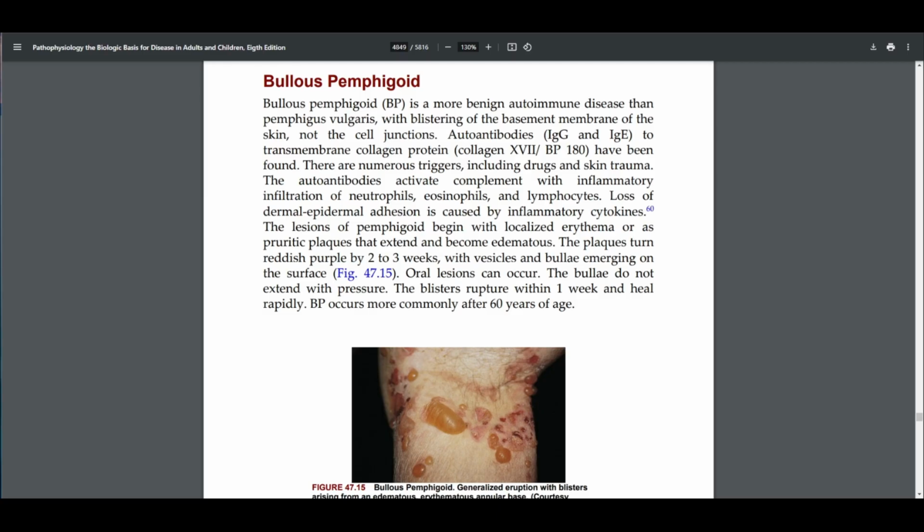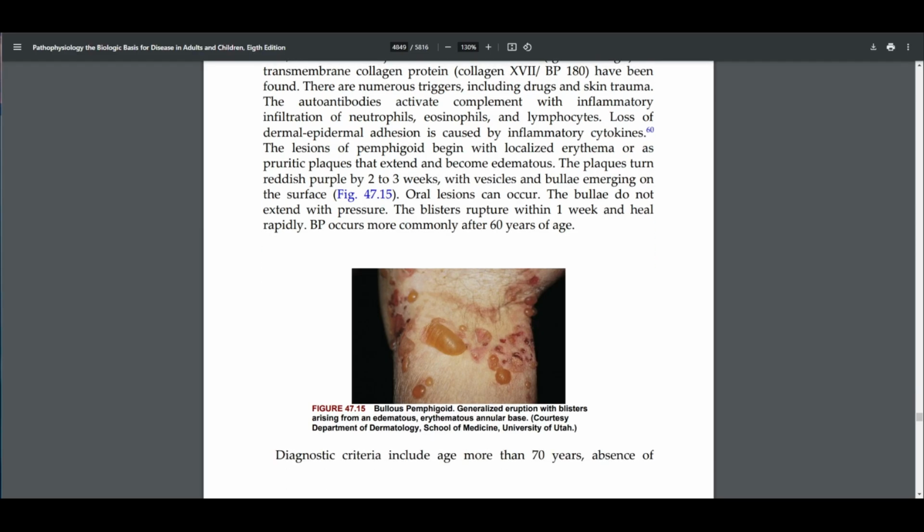The lesions of pemphigoid begin with localized erythema or as pruritic plaques that extend and become edematous. The plaques turn reddish-purple by 2 to 3 weeks, with vesicles and bullae emerging on the surface. Oral lesions can occur. The bullae do not extend with pressure. The blisters rupture within 1 week and heal rapidly. BP occurs more commonly after 60 years of age.